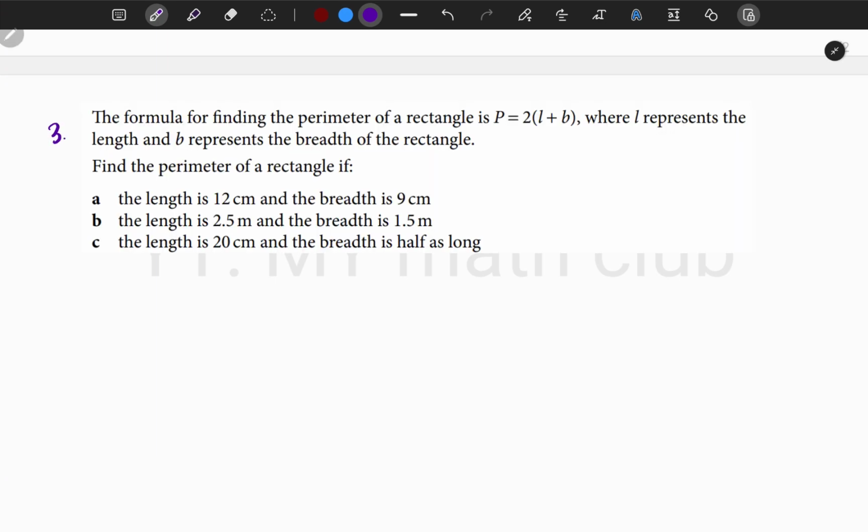Question 3. The formula for finding the perimeter of the rectangle is P equals 2(L plus B), where L represents the length and B represents the breadth of the rectangle. Find the perimeter of the rectangle if A, the length is 12, the breadth is 9. B, the length is 2.5 meters and the breadth is 1.5. C, the length is 20 centimeters and the breadth is half as long. So I'm going to let you try these questions and I'm going to display all of the answers and workings after this. So pause the video if you need some time and then check back your answers after that.